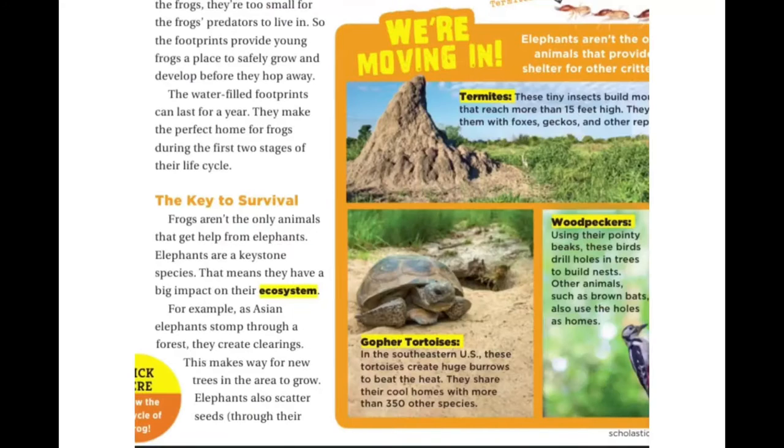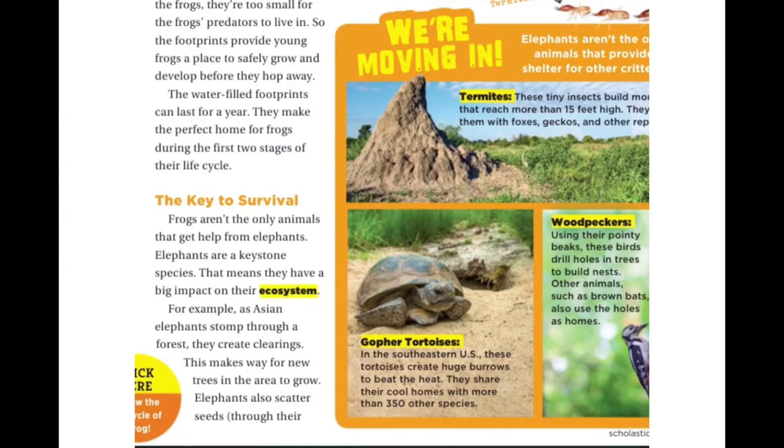The key to survival. Frogs aren't the only animals that get help from elephants. Elephants are a keystone species. That means they have a big impact on our ecosystem. For example, as Asian elephants stomp through a forest, they create clearings. This makes way for new trees in the area to grow.